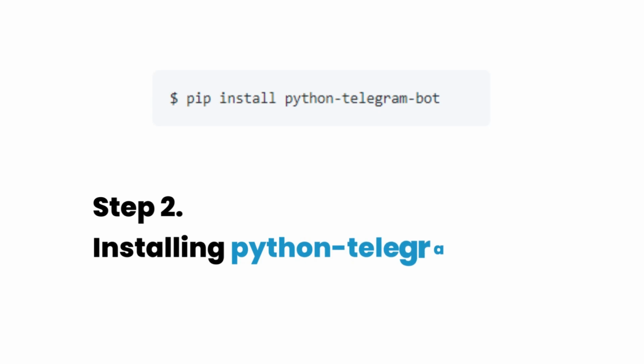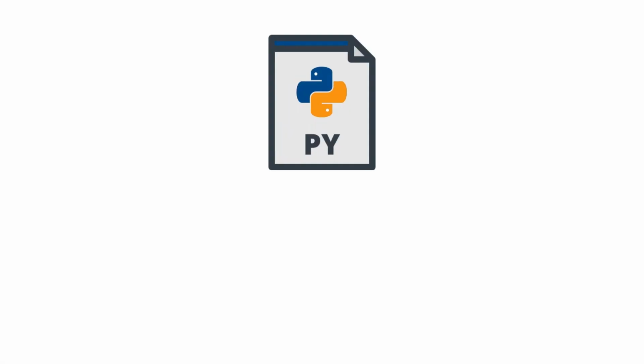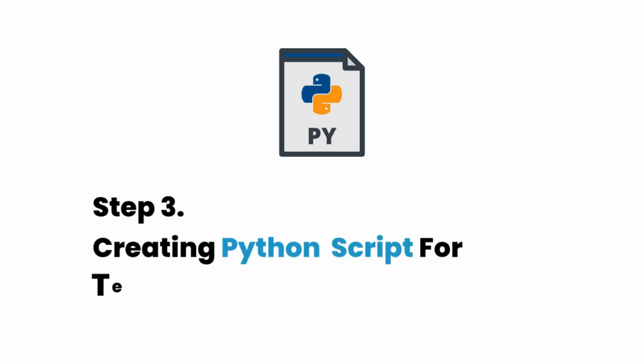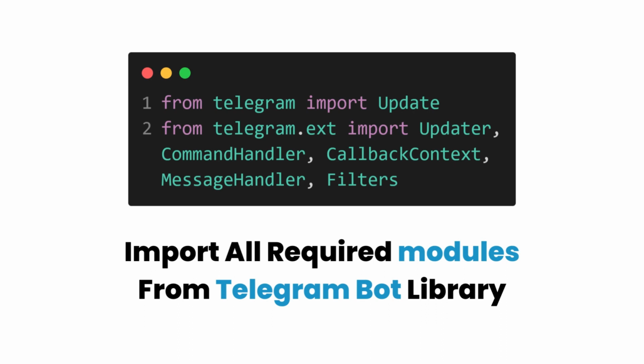Step 2. Installing Python Telegram Bot Library. Open your terminal and type pip install python-telegram-bot and hit enter. This will install the library. Step 3. Creating Python script for Telegram Bot. First, we will import all the required modules from the Telegram bot library. You will know more about all the modules used later in this video.